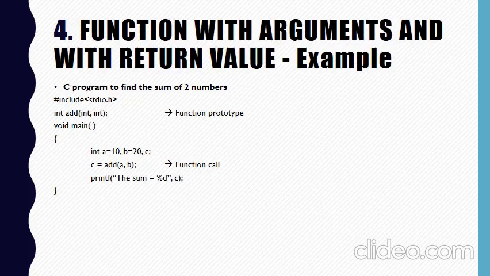c equal to add a comma b. That's the function call. So add a comma b is a function call. The function will then be executed. Execute பண்ணி முடிச்சோன்னே கடைசியில் return statement இருக்கும். Return statement will give you a value. That value will be stored in c. If you don't want c, directly you can just print the value. So printf the sum equal to percentage d double quotes comma add of a comma b. You can replace c with the function call directly so that உங்களோட program ரெண்டே லைனில் முடிகிற மாதிரி நீங்கள் எழுதிக்கலாம்.